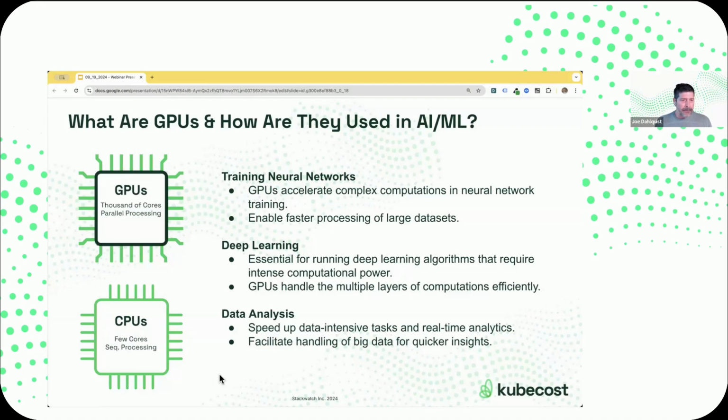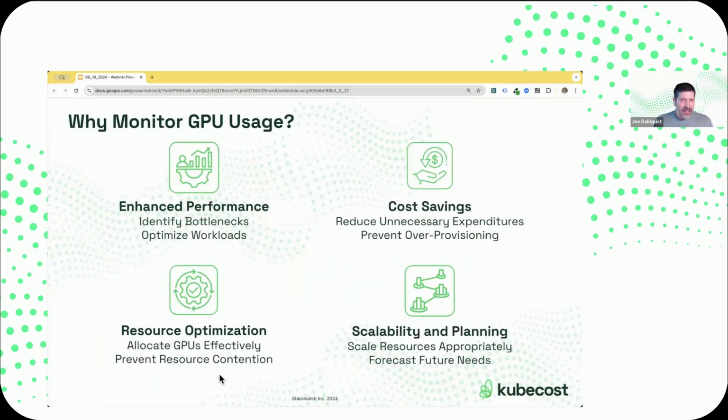So it can be used for other things as well, right? Climate research, computational chemistry, astrophysics and spaceship telemetry. I mean, you name it. When there's a lot of data that you need to be able to chunk through and compute, GPUs have become the go-to resource for them. So why do we need to monitor these? If you want to head to the next slide.